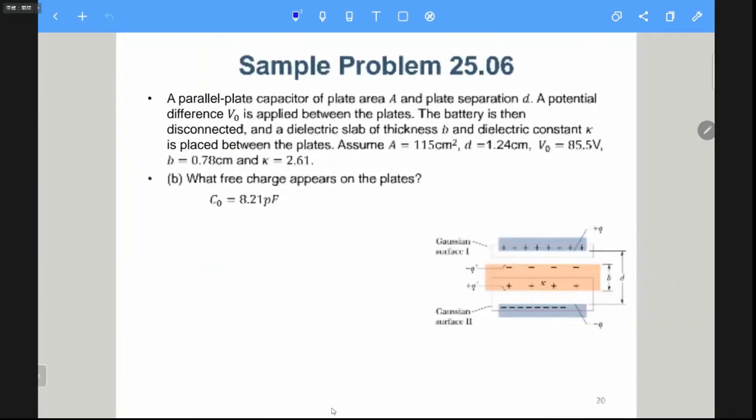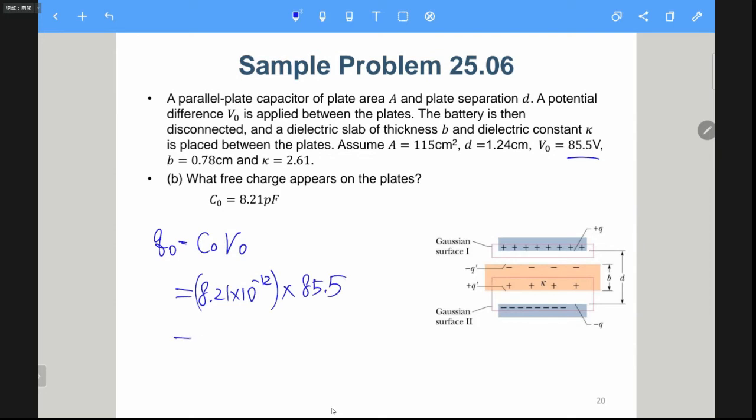So next, we know this value. What charge appears on the plate? It is still very easy. Q0 equals C0 V0. So this is 8.21 times 10 to the minus 12 times V0, which is this one, 85.5. So this is 7.02 times 10 to the minus 10 Coulomb. Okay, so far so good.